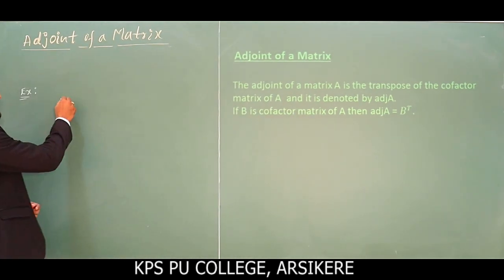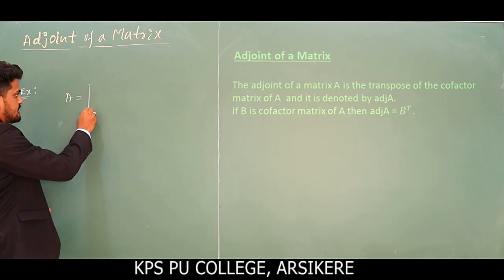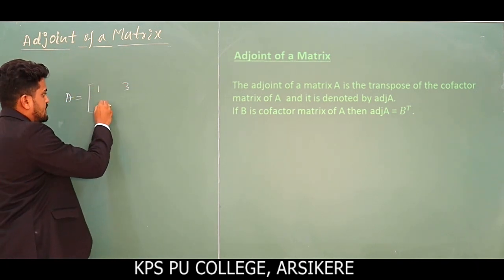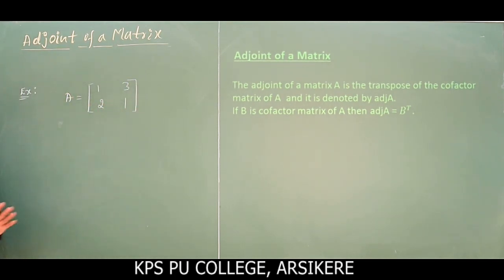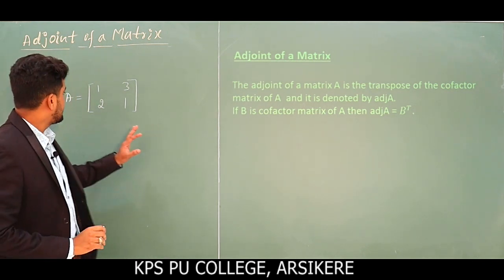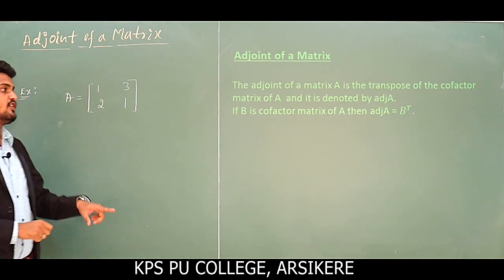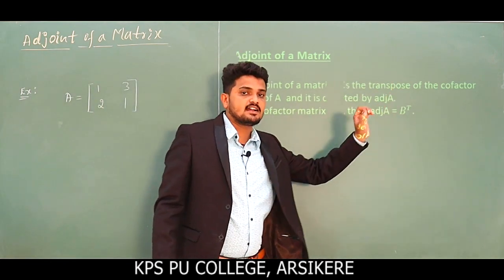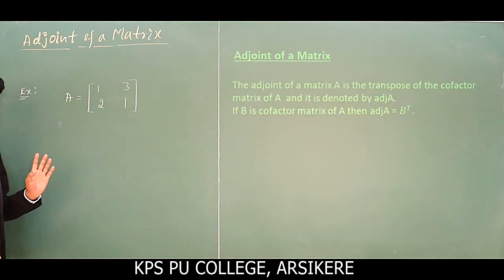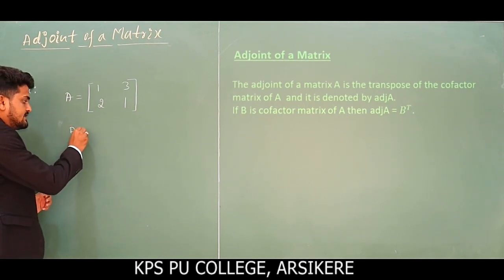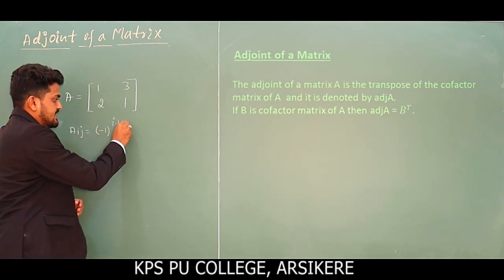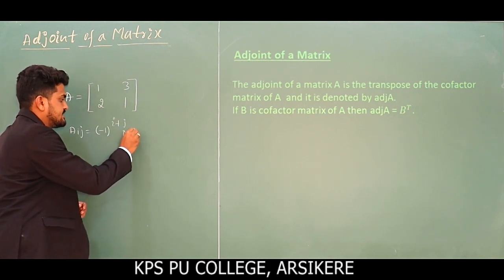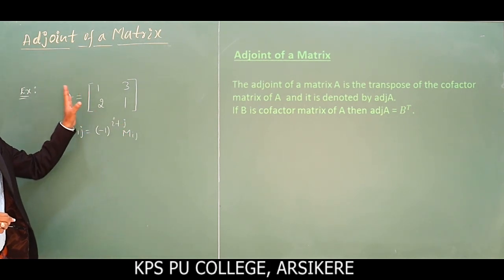Okay, for example, matrix A is equal to [1 3; 2 1]. We have to find the adjoint of the given matrix. Before that, we have to find the cofactor of the given matrix. You already know how to find the cofactor. The formula: Aij is equal to minus 1 to the power of i plus j into Mij, where Mij is nothing but the minor of the given matrix.